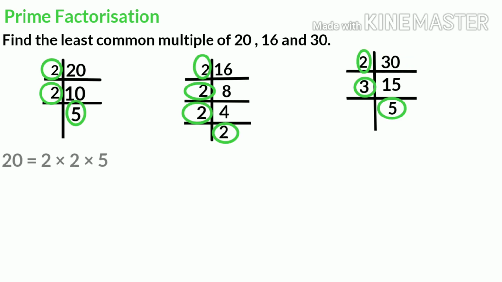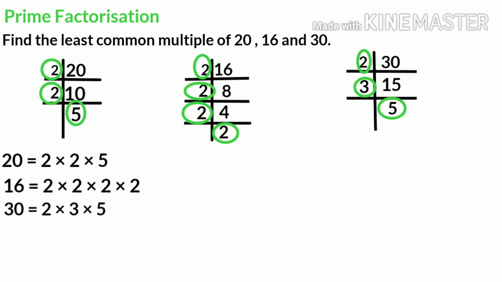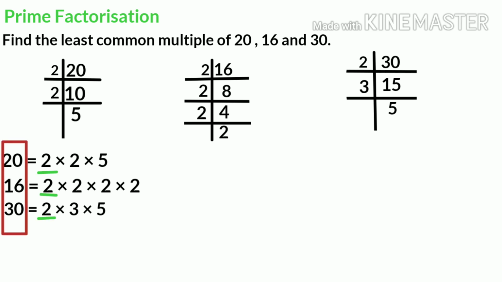20 can be written as 2 multiplied by 2 multiplied by 5. 16 can be written as 2 multiplied by 2 multiplied by 2 multiplied by 2. And 30 can be written as 2 multiplied by 3 multiplied by 5. Now we will circle the common prime factors. This 2 is common to all the numbers. So we will circle this.